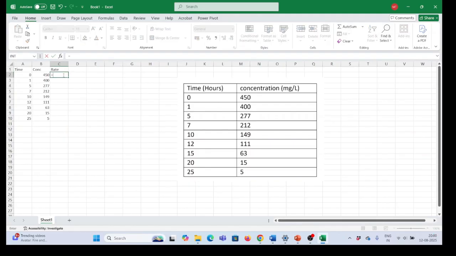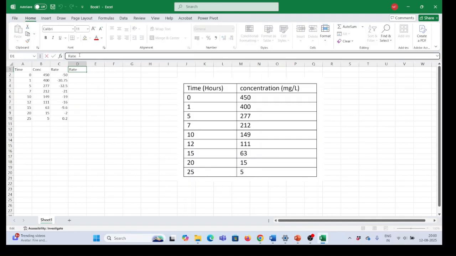The rate, as I told you, is this subtracting this, divided by this minus this. So this is the rate, and the rate without the minus sign, or we can keep the minus sign, no problem, we will solve it.